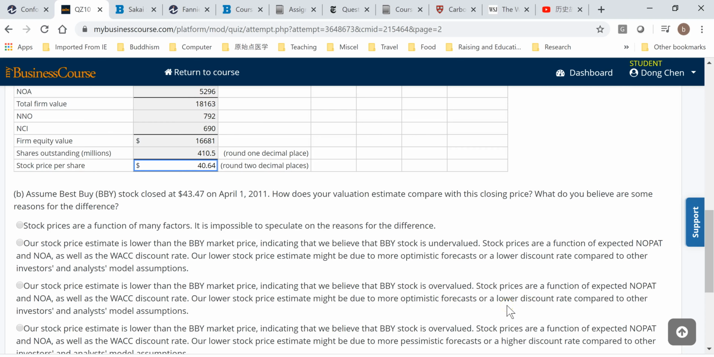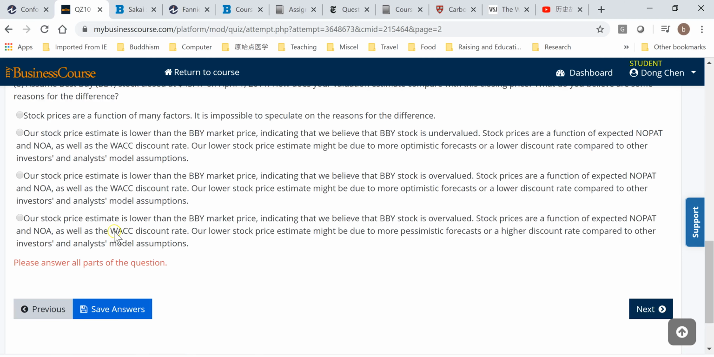And this part is not correct, because if we have a more optimistic forecast or lower discount rate, then our estimate for the intrinsic value should be higher than the actual price, not lower. So then, even without looking at the last part, we should know the last one should be the choice, right? Because we have ruled out all these first three choices. But let's continue to finish reading this.